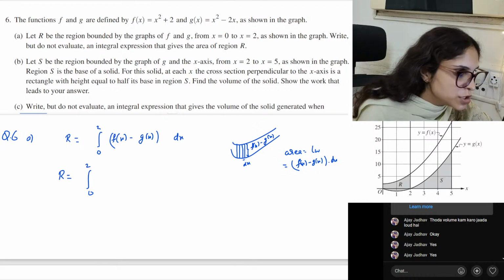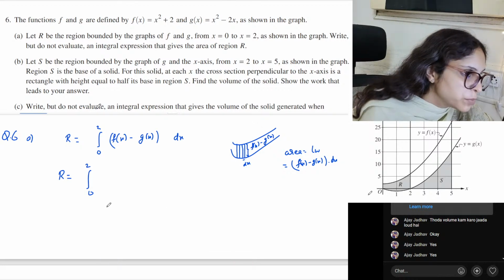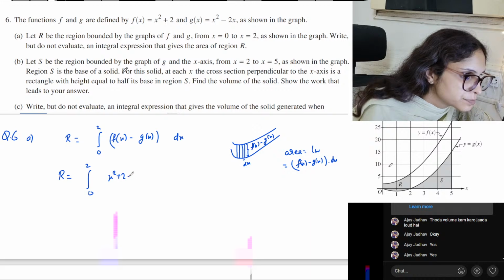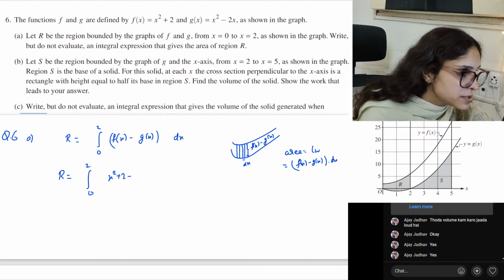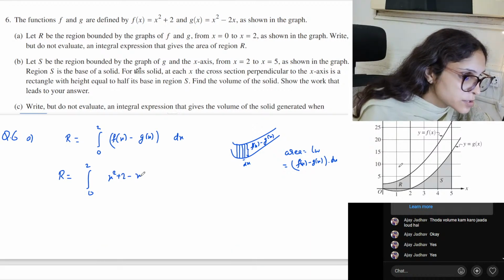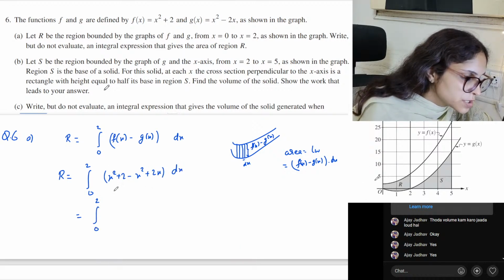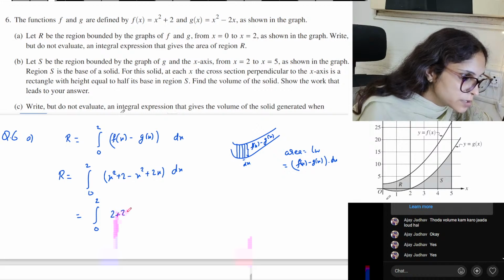Now f of x is how much? F of x is x squared plus 2. G of x is x squared minus 2x, so minus g of x will be minus x squared plus 2x. We do not have to evaluate, we just have to write it. So it's just 2 plus 2x dx.